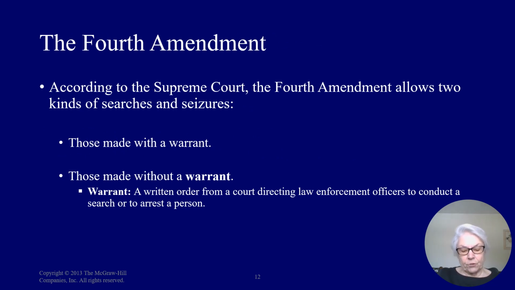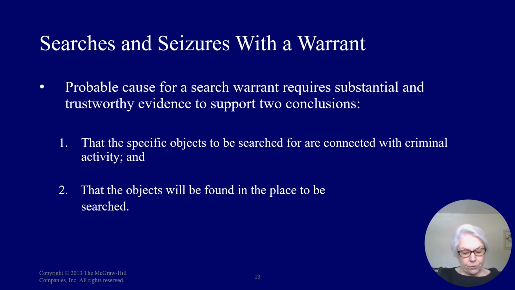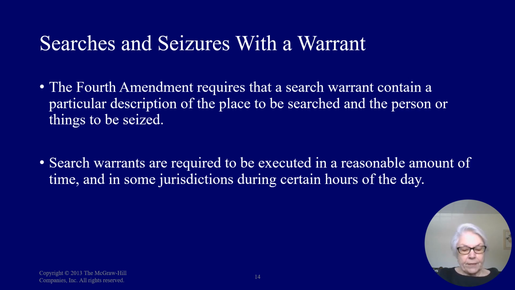There are two kinds of searches and seizures that the Fourth Amendment allows, those made with a warrant and those made without a warrant. The officers requesting the warrant must have probable cause, and they have to sign an affidavit that includes specific descriptions of the place to be searched and the person or things to be seized. Probable cause requires trustworthy and substantial evidence of two conditions. The specific objects to be searched must be connected with criminal activity, and the objects must be expected to be found in the location to be searched.